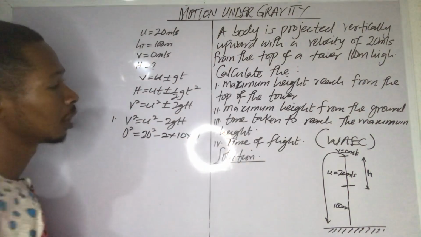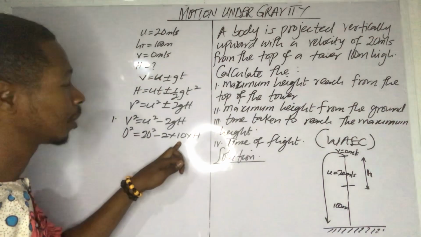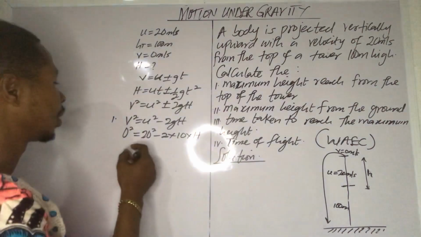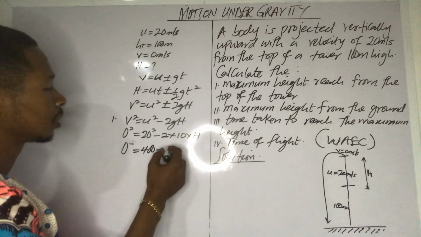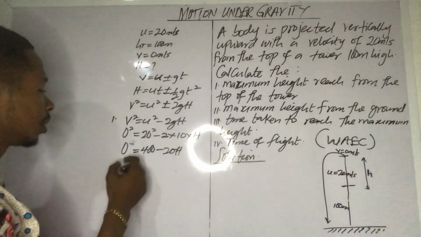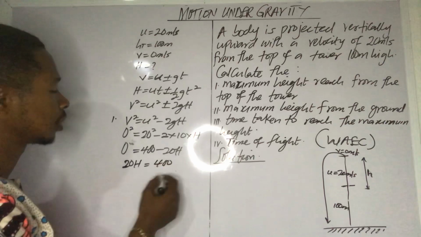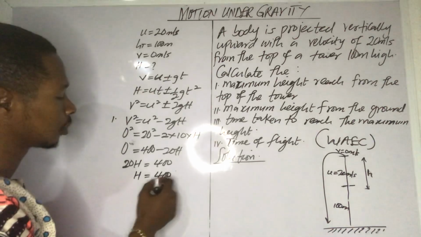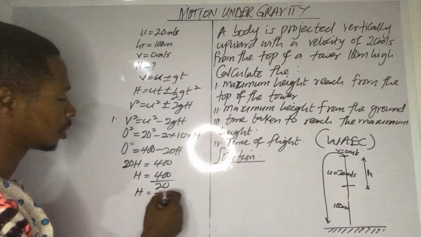Don't forget that g, acceleration due to gravity, is a constant and is 10 meters per second squared, times h, which is the height that we are looking for. Then 0 squared is 0, and this is 400 minus 20h. Then collecting like terms, I'll bring this to this side and it will become positive. So I will have 20h is equal to 400. Divide both sides by 20. My h is 400 over 20, so my h is equal to 20 meters.